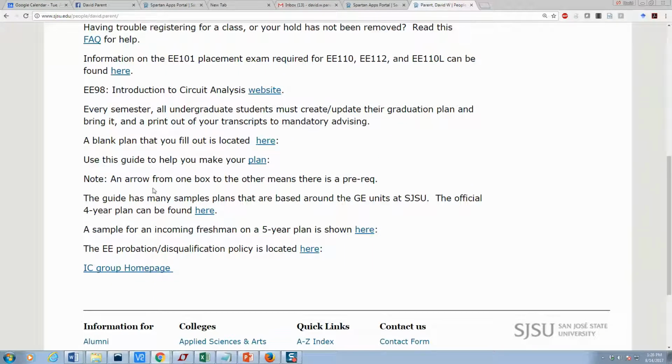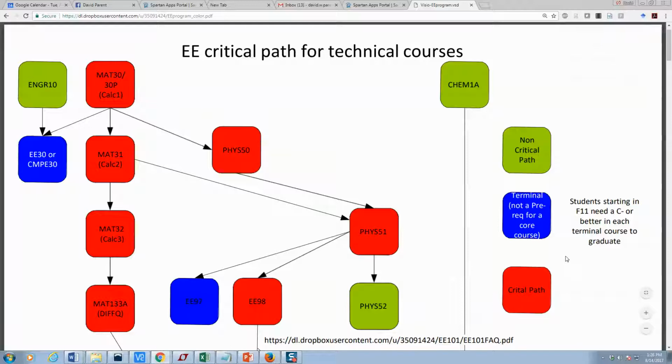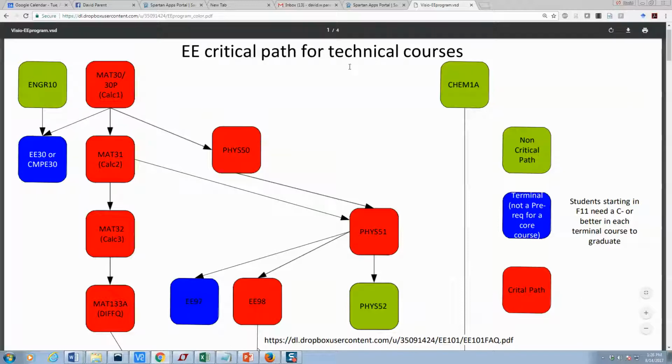So the first thing that we'll look at is this guide, which is really a critical path analysis of the courses we need to take. And if you're reading this before you actually come in, what I'll just do is ask you what you've had and you put a check mark.